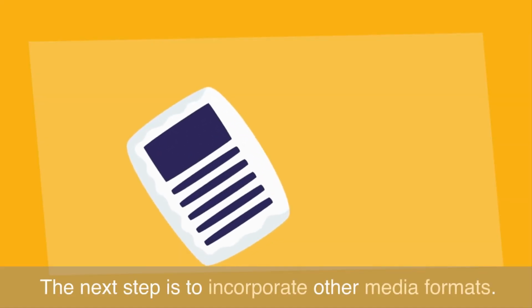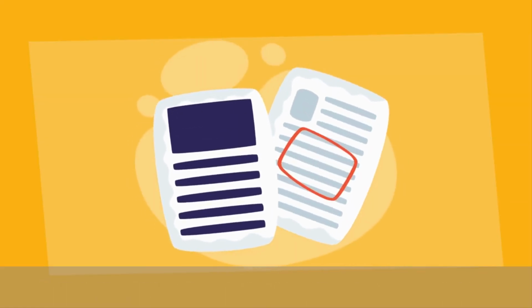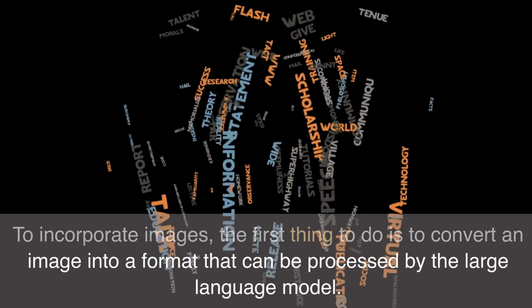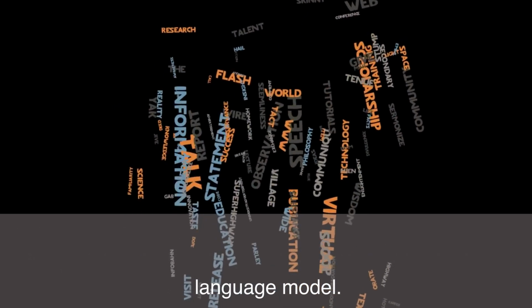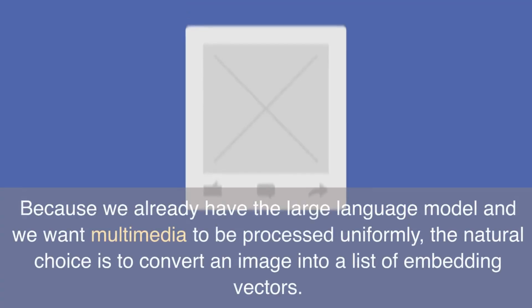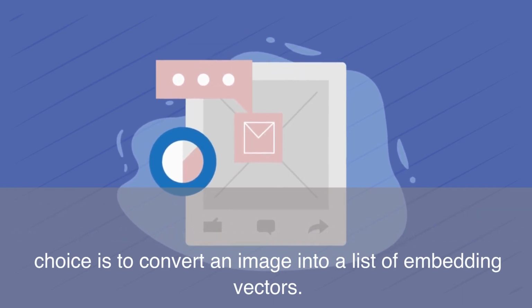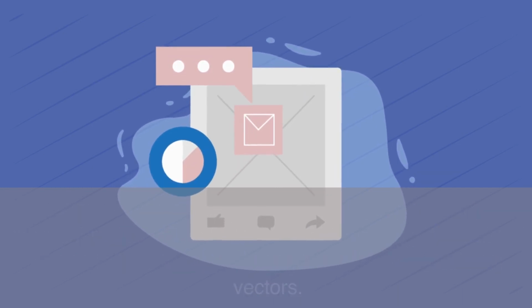The next step is to incorporate other media formats. To incorporate images, the first thing to do is to convert an image into a format that can be processed by the large language model. Because we already have the large language model and we want multimedia to be processed uniformly, the natural choice is to convert an image into a list of embedding vectors.